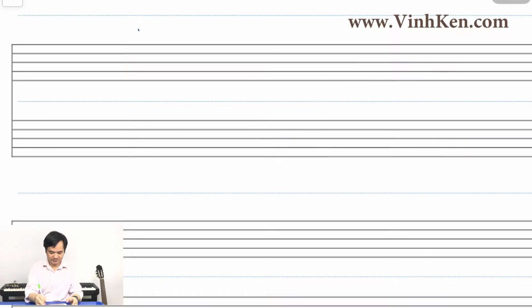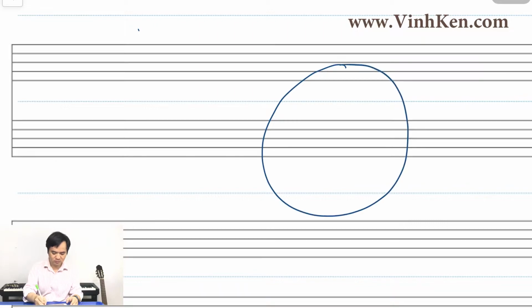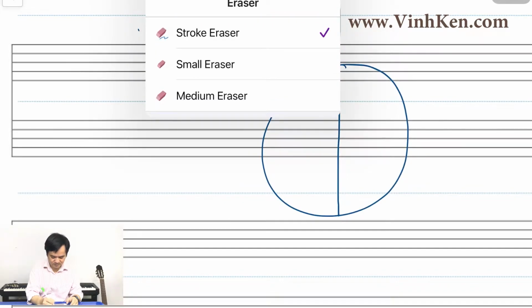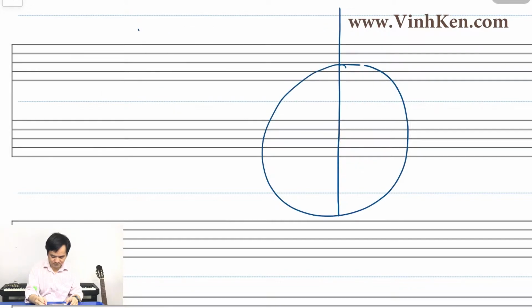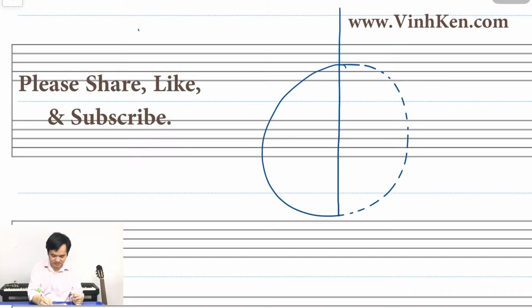Now, let me redraw again, so you can understand easier. So I have a whole, all right? And then I cut half. So cut half. This we already cut. Okay, very easy. Can tell, right? And then we cut one more time because half is too big. So we cut one more time.